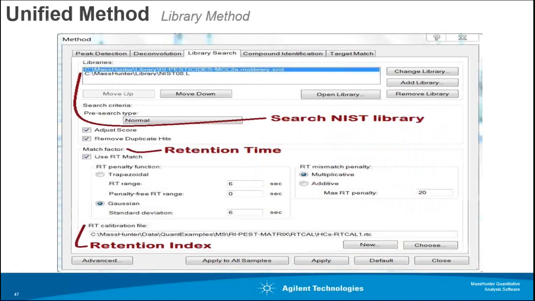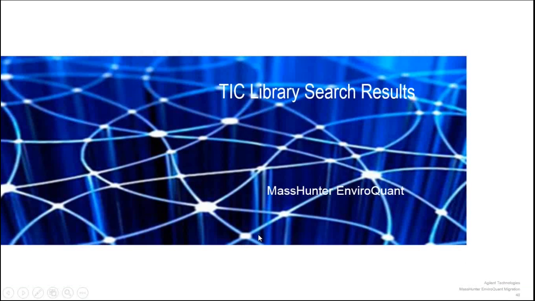So the most recent addition to the unified method is the library method. So the library method stores the libraries that will be searched. You can put your pesticide library in front of the NIST library. You could attach retention time or retention index criteria. That certainly helps you reduce the false positives. And okay, so the unified method will come into play in a moment.